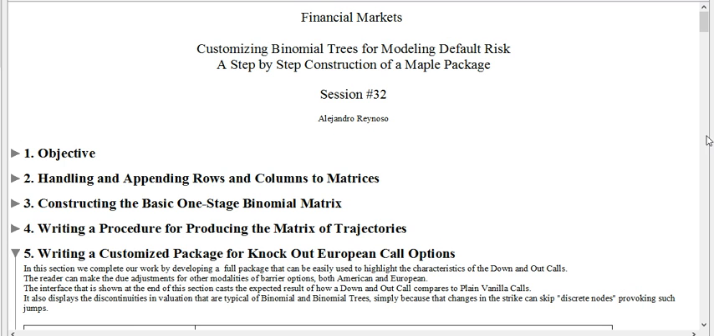So let's move on to some of the things that we've talked about in the past 20 minutes. Remember that we were writing a package to model knockout European call options. It is worth considering that we could do it either with closed form solutions for some processes.